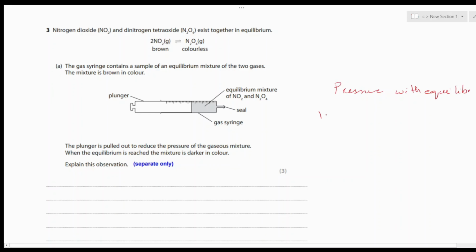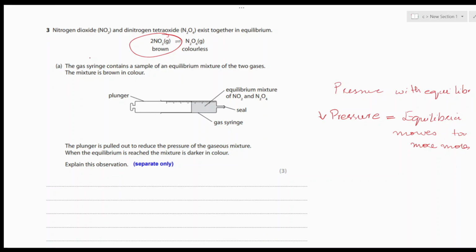When the pressure is decreased, how does this equilibria react? Equilibria would move towards, exactly, move towards more moles. Where are more moles? Nitrogen dioxide. So the equilibria would move towards the left, which has nitrogen dioxide, which is brown in color. That's why the color gets darker.